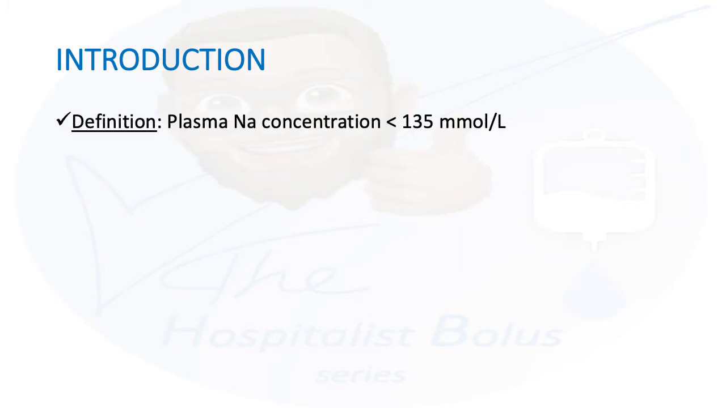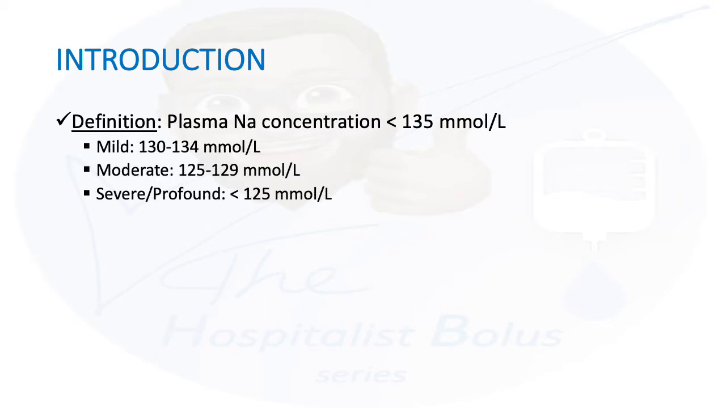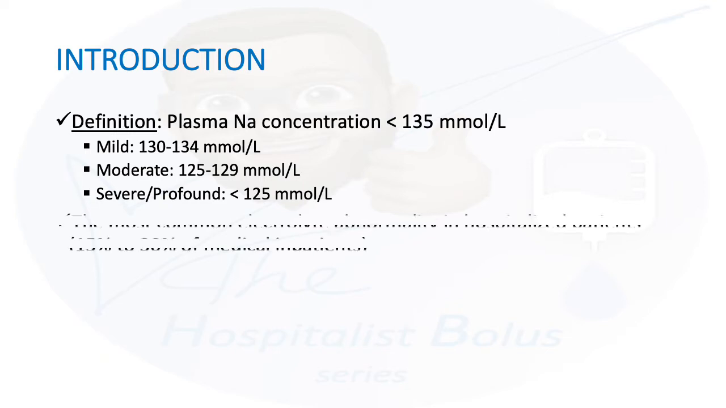Okay, so by definition, hyponatremia is any plasma sodium less than 135. It can be divided into mild, which is between 134 and 130, or moderate, which is between 129 and 125, or severe or profound hyponatremia, which is anything below 125.